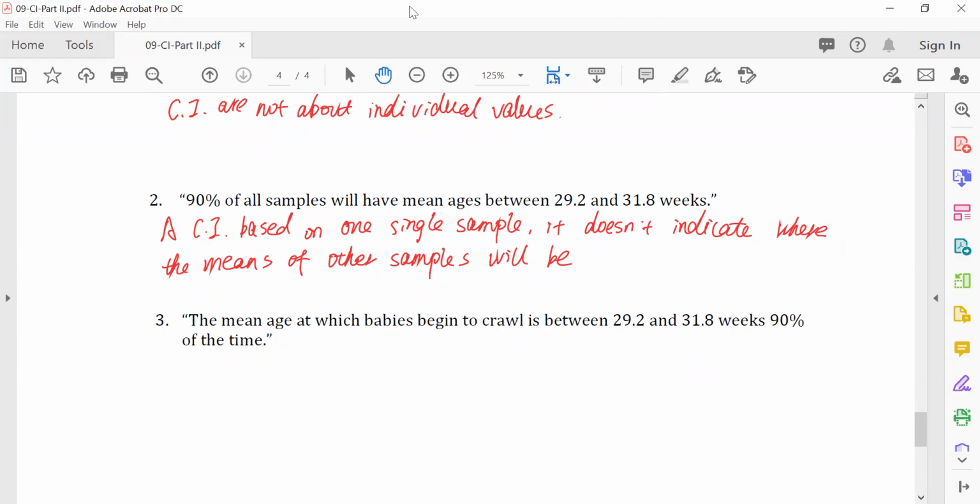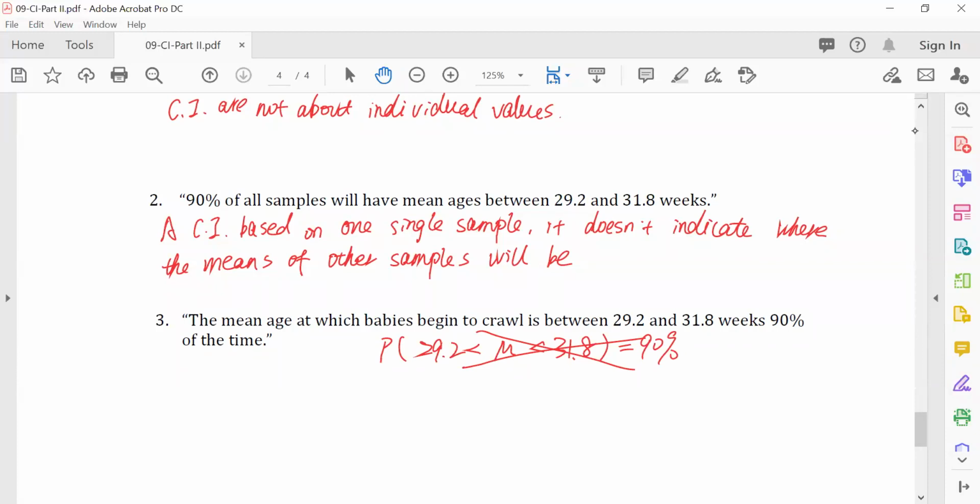Why is the last one wrong? Is it because the actual mean of the population doesn't change? Yes, that's correct. So what this one is saying is that the probability of the true mean being in between 29.2 and 31.8 is 90%, right? And as I've mentioned, this is wrong because the true mean mu is fixed.